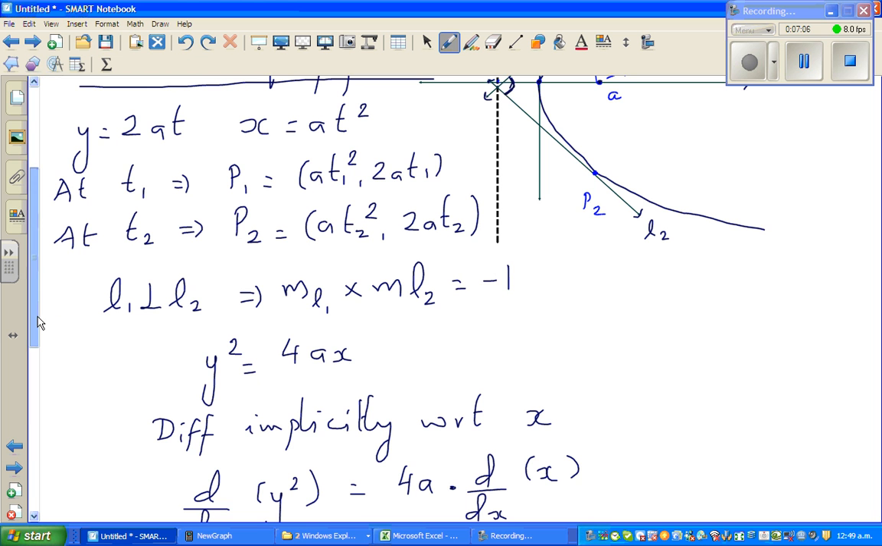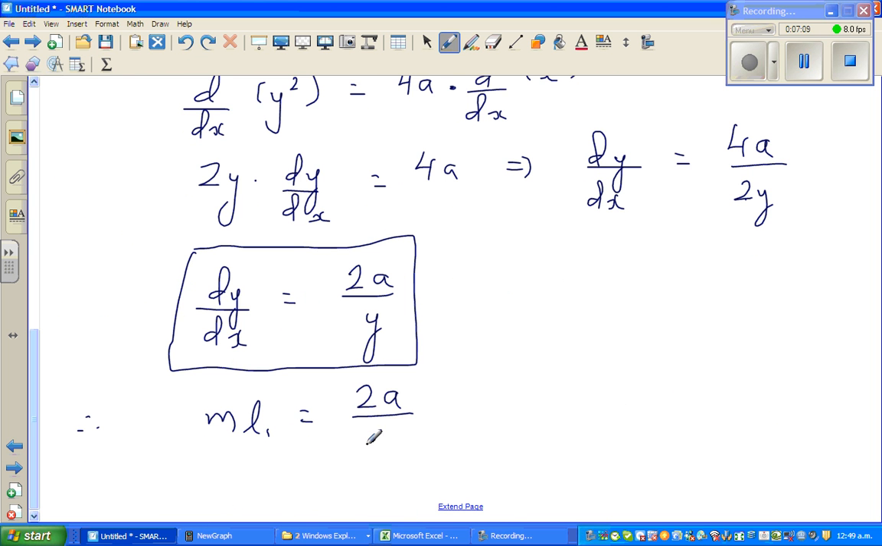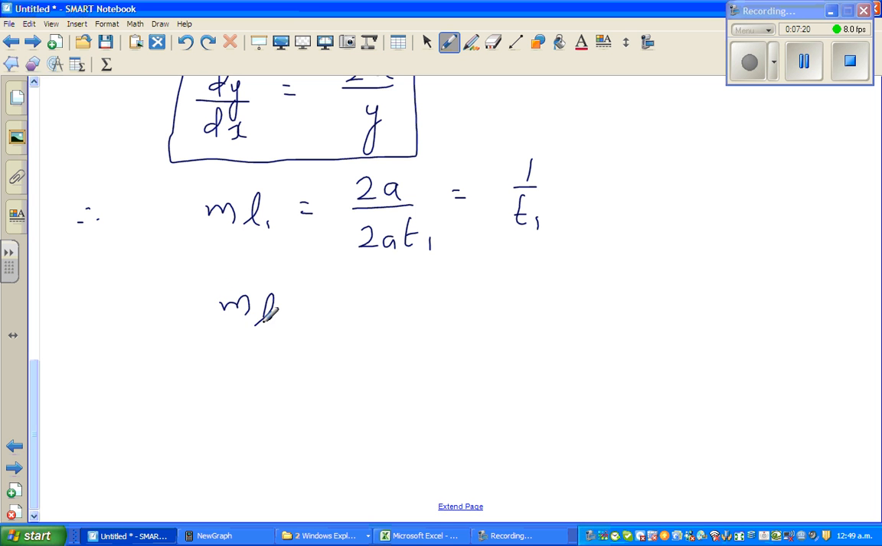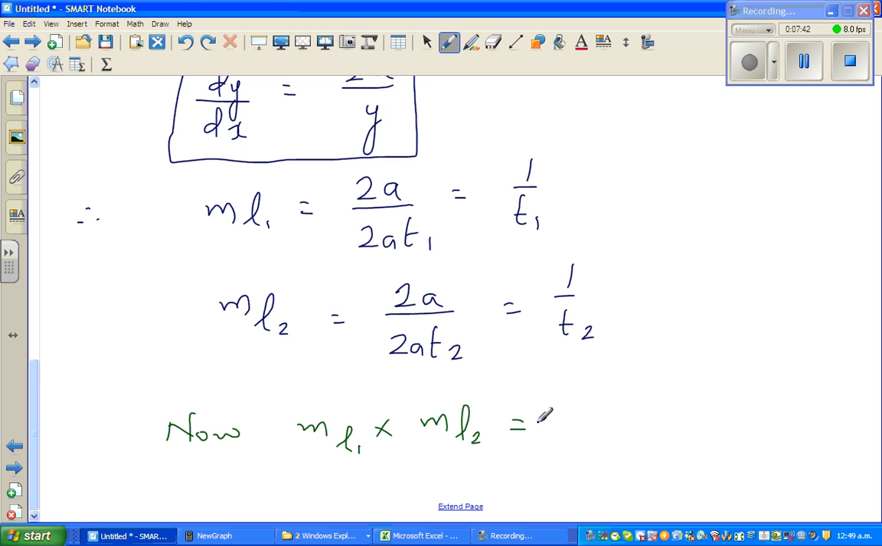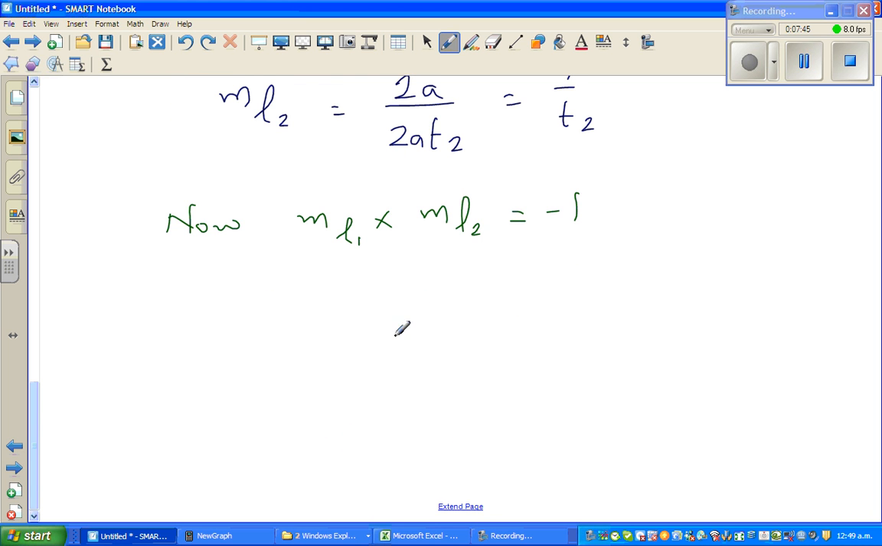It is 2a t1. The y coordinate at L1 is 2a t1, so the gradient becomes 1 over t1. In the same way, the gradient of L2 is equal to 2a over 2a t2, which is 1 over t2. Now let me change color. We already know that m L1 times m L2 is -1, because the lines are perpendicular to each other.